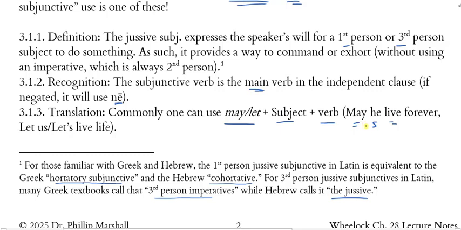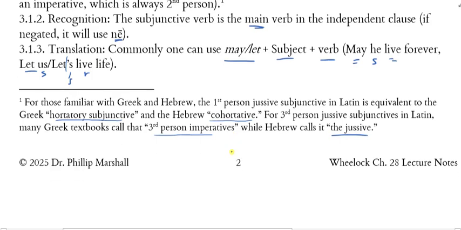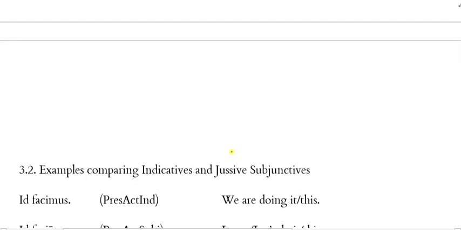Now, you cannot translate this as he may live, because that's a different meaning than may he live. When I say may he live, I'm expressing my will, my wish, my desire for this to happen. Okay, here's let us or let's live life. So let us, right, there's my subject. Here, my subject is in the contraction. Let us or let's, and then there's the rest of the verb, live. So that's how I would do the first person.